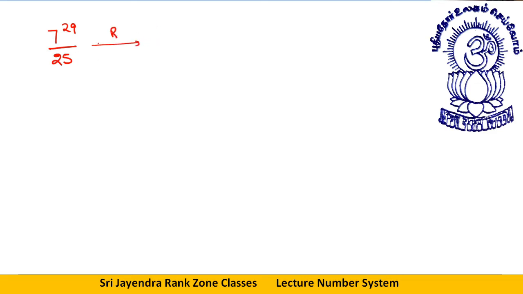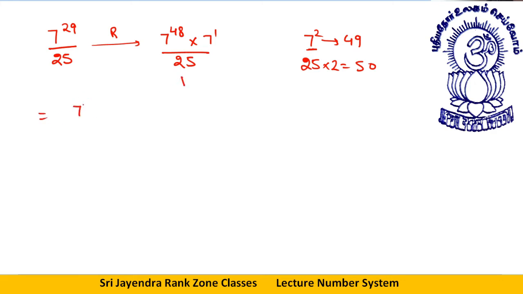See, what I can do is I know 7 square is 49. If I talk about 25, then 25 into 2 is 50. Here some power of 7 is very close to a multiple of this. Now what I'll do, I'll write 7 raised to power 48 into 7 raised to power 1 divided by 25. This is equal to 7 raised to power 48, which is 7 square raised to power 24, into 7 divided by 25, which can further be written as 49 raised to the power 24 divided by 25 into 7.